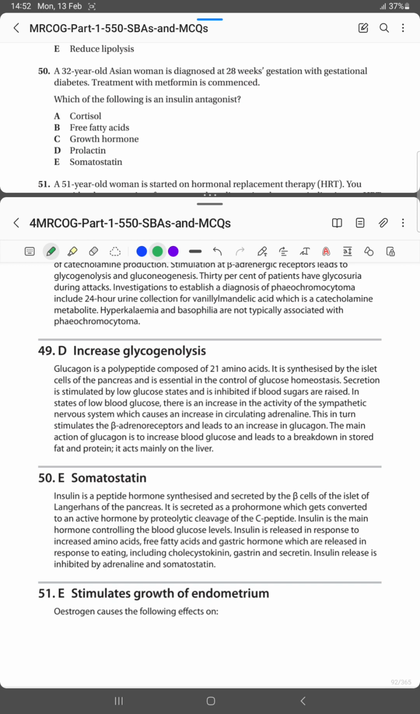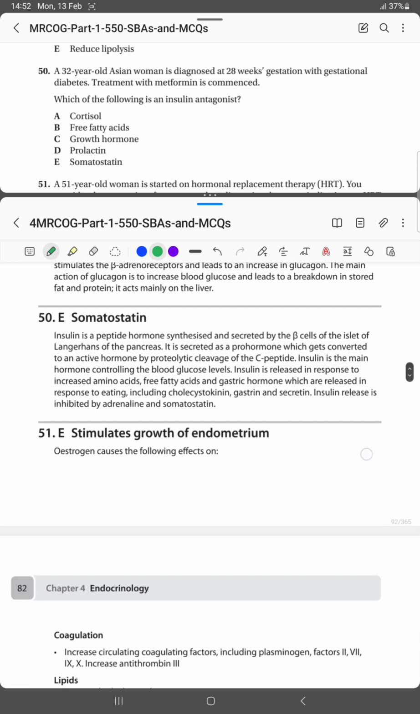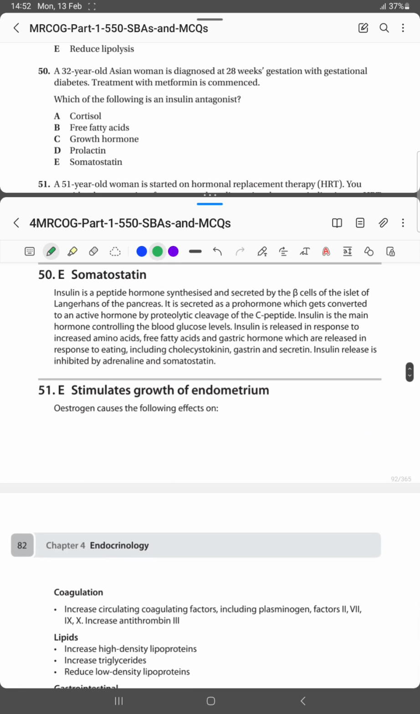cells of the islets of Langerhans of the pancreas. It is secreted as a prohormone, which gets converted to the activated hormone by proteolytic cleavage of the C peptide. Insulin is the main hormone controlling blood glucose levels. Insulin is released in response to increasing amino acids, free fatty acids, and the gastric hormones which are released in response to eating, including cholecystokinin, gastrin, and secretin. Insulin release is inhibited by adrenaline and somatostatin.